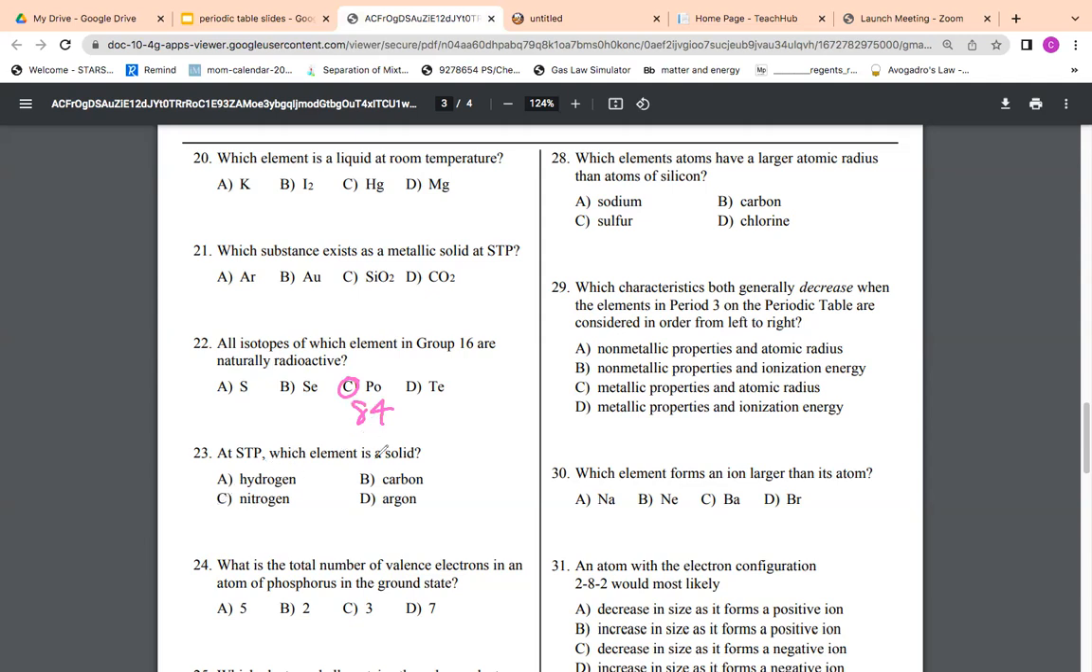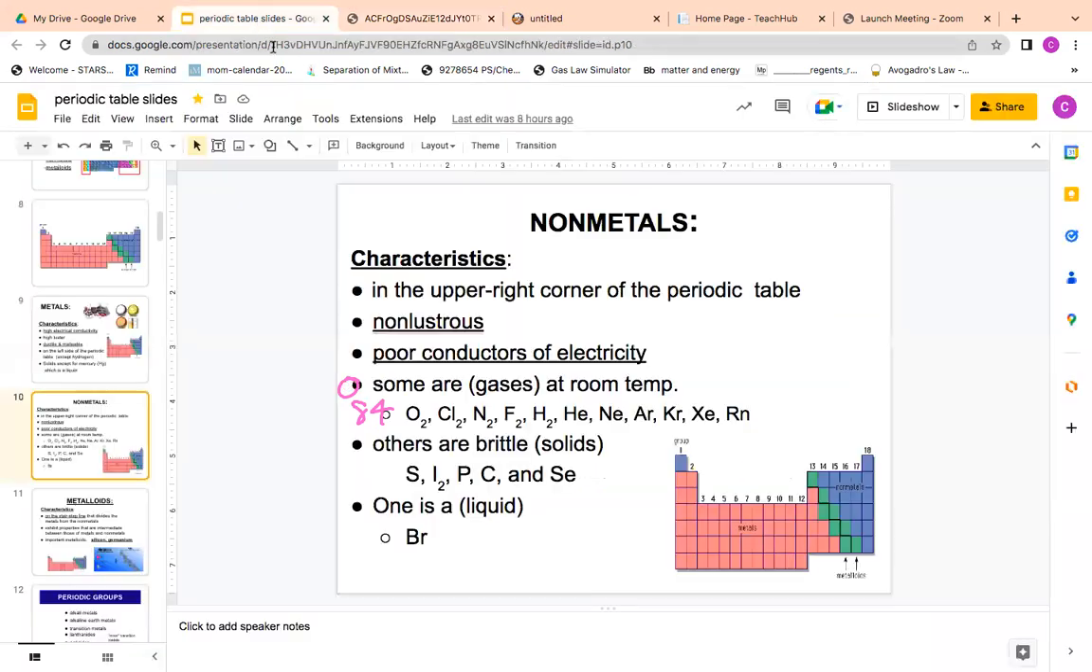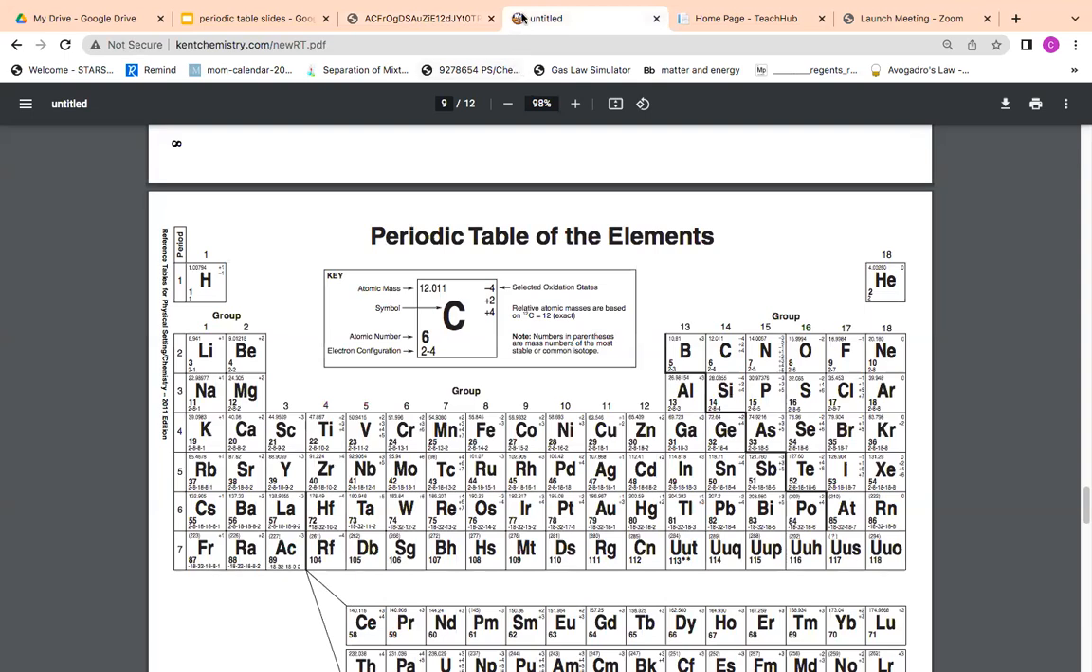Number 23, at STP, which element is a solid? You have to just memorize what things are solids, liquids, and gases. The easy thing is the metals. All the metals are solid except for mercury. Now the non-metals is what can be a little bit complicated. So here's the slides. This is something I would commit to memory: the only solids are going to be sulfur, iodine, phosphorus, carbon, and selenium. These are brittle solids at room temperature or STP.